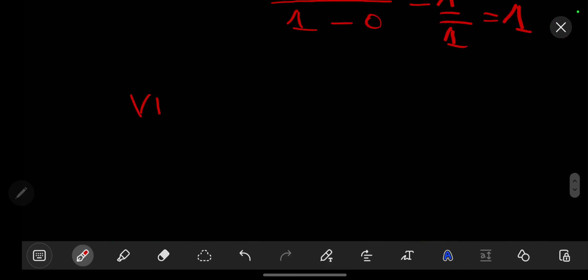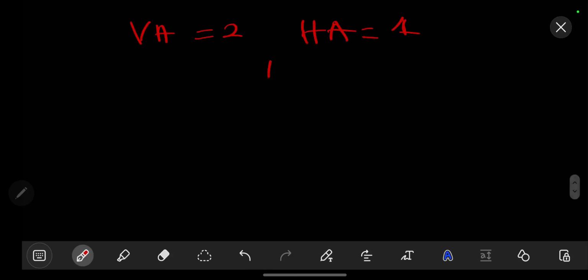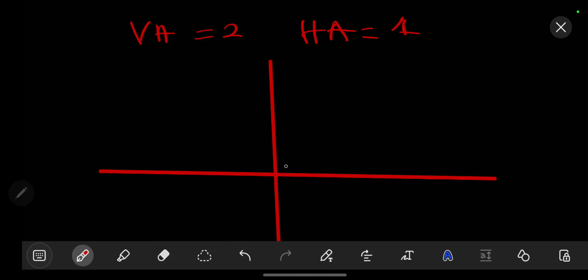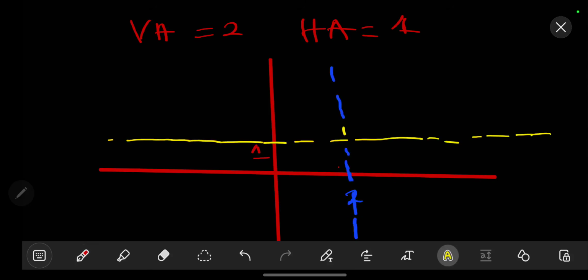So we have found our vertical asymptote is equal to 2. Horizontal asymptote is equal to a positive 1. So we can draw the first part of the graph. Our horizontal asymptote is at 1, so let's say this is our 1. Then our vertical asymptote is at 2, like that. Then we are going to have something like this. So this is what we have.